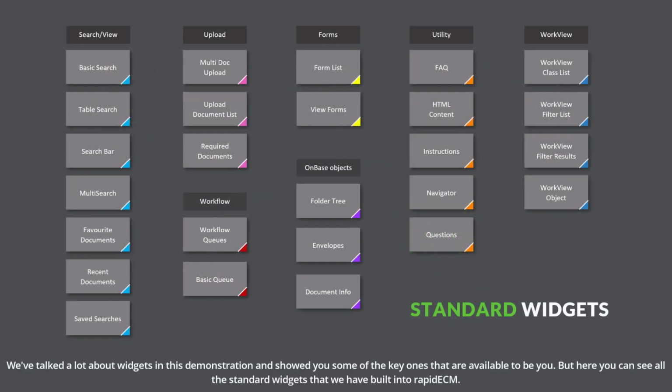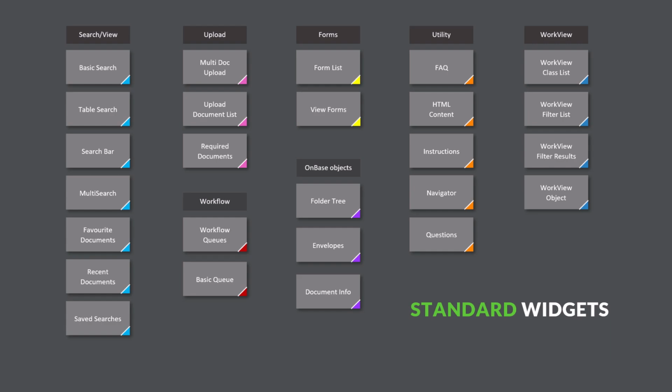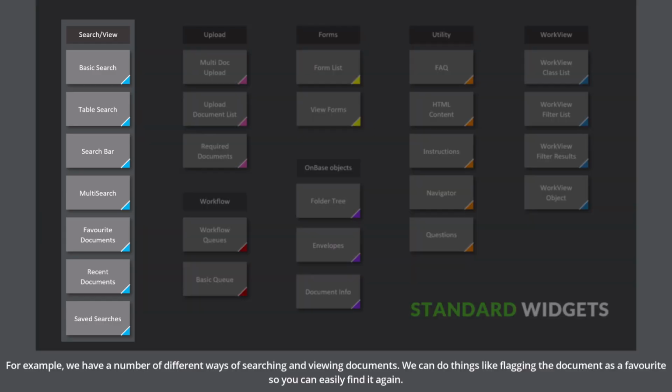We've talked a lot about widgets in this demonstration and showed you some of the key ones that are available to be used. But here you can see all the standard widgets that we have built into rapidECM. For example, we have a number of different ways of searching and viewing documents. We can do things like flagging the document as a favorite so you can easily find it again.